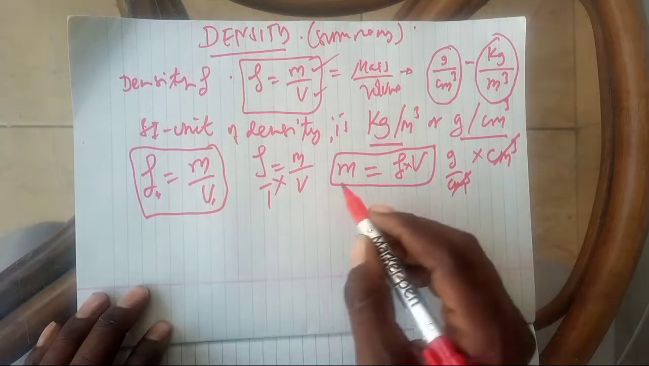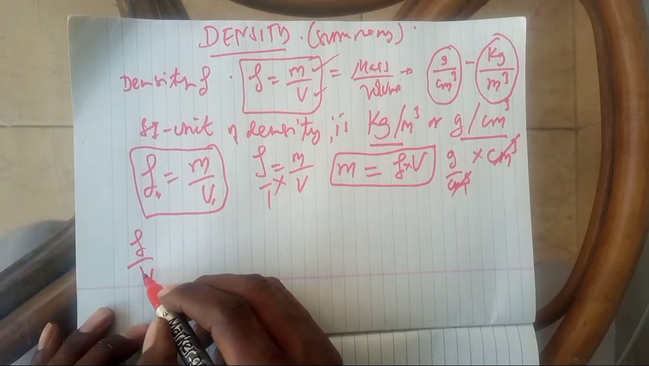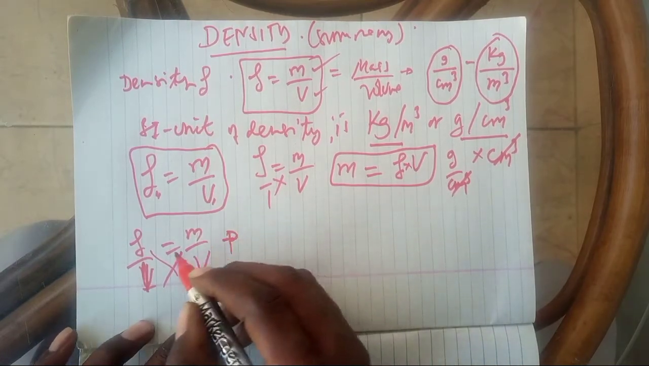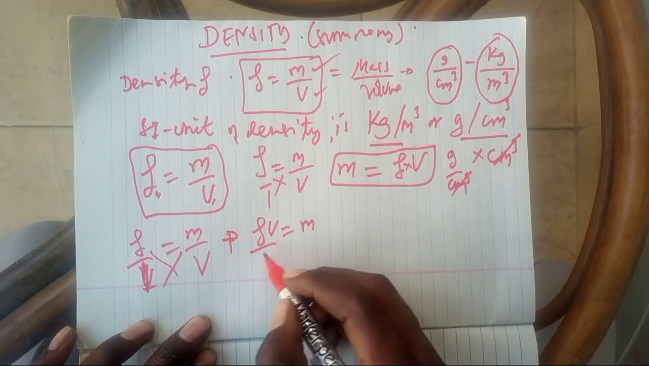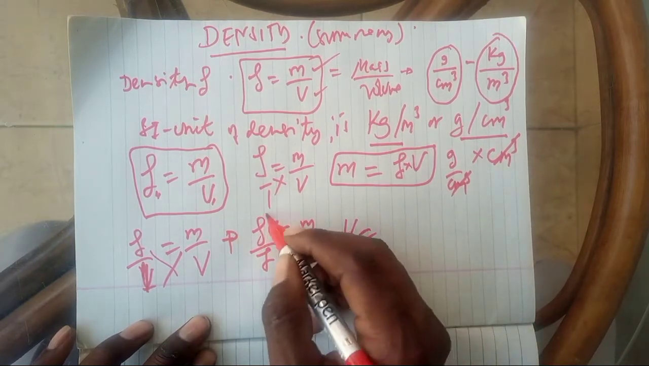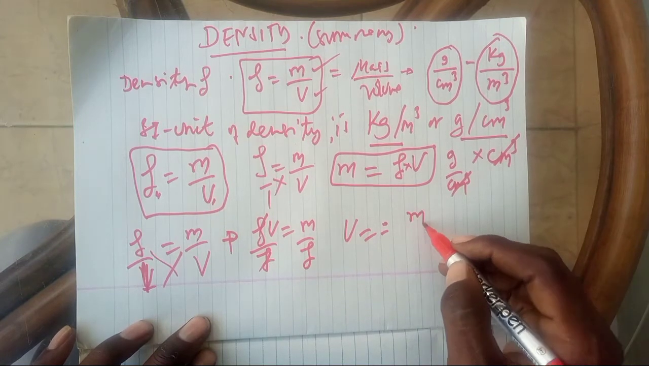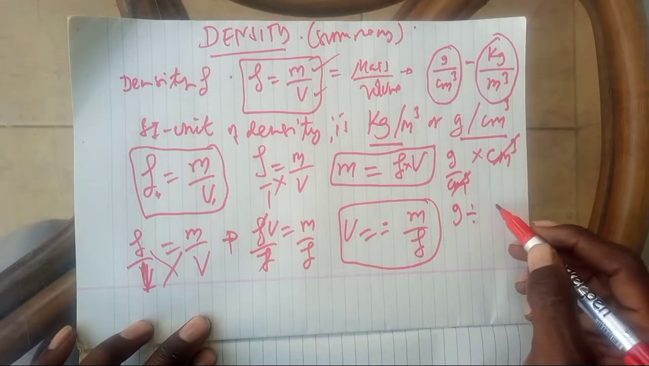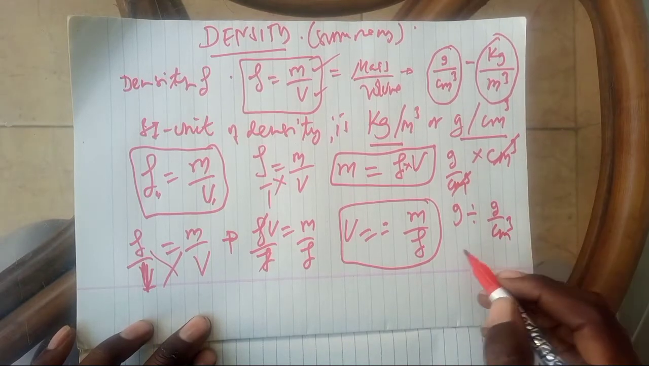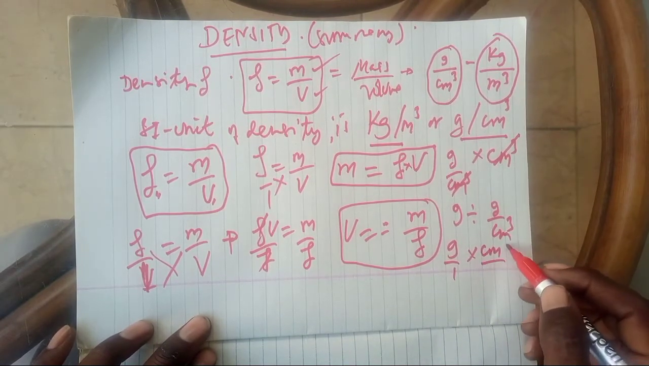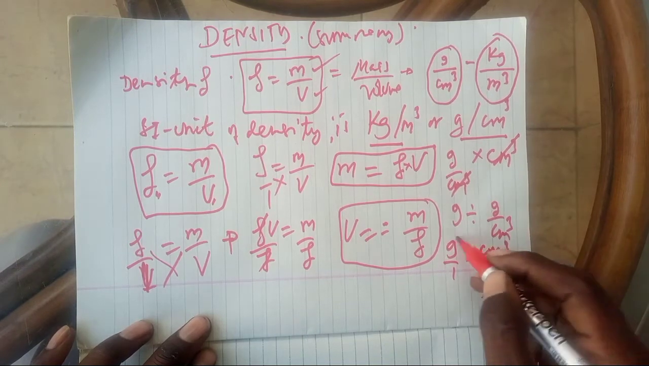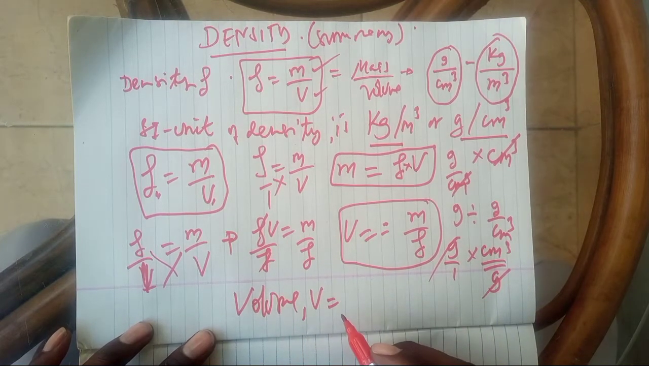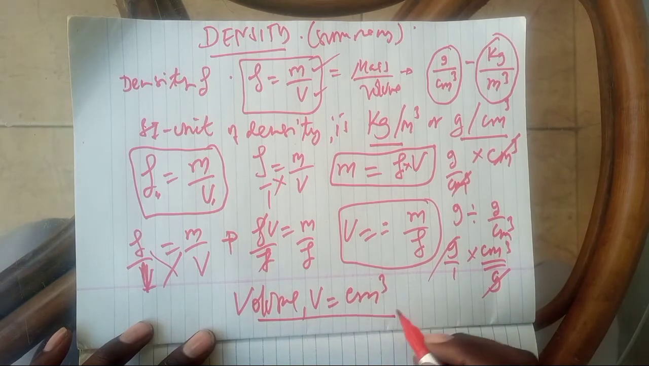Lakini what if now you are looking for volume? From density over 1 is equal to mass over volume, you cross multiply. Therefore density times volume is equal to mass. We divide by density on both sides. Now volume will be equal to mass over density. This is how we determine volume. That is, mass in gram divided by density, which is gram per centimeter cubed. That is gram over 1 times centimeter cubed over gram. Now gram cancels out. Therefore volume, V, will be given in centimeter cubed once you have calculated.